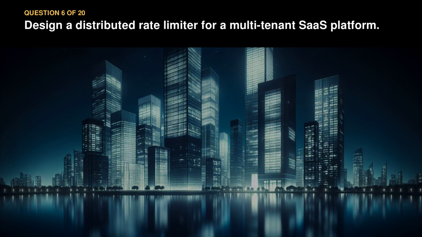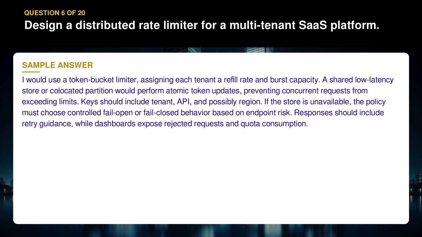Question 6. Design a distributed rate limiter for a multi-tenant SaaS platform. I would use a token bucket limiter, assigning each tenant a refill rate and burst capacity. A shared low-latency store or collocated partition would perform atomic token updates, preventing concurrent requests from exceeding limits.